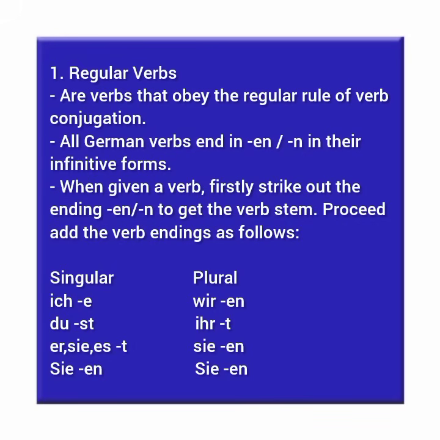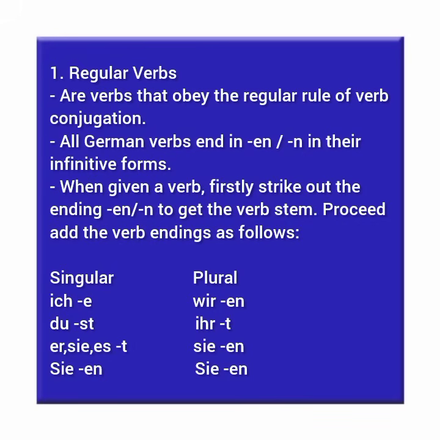Ich, I-C-H, small i. Ich means I, and the ending is e. The plural of ich is wir, we, with the ending en. Then you have du. Du means you, in the informal setup. The plural of du is ihr, I-H-R. Ihr remains like that.